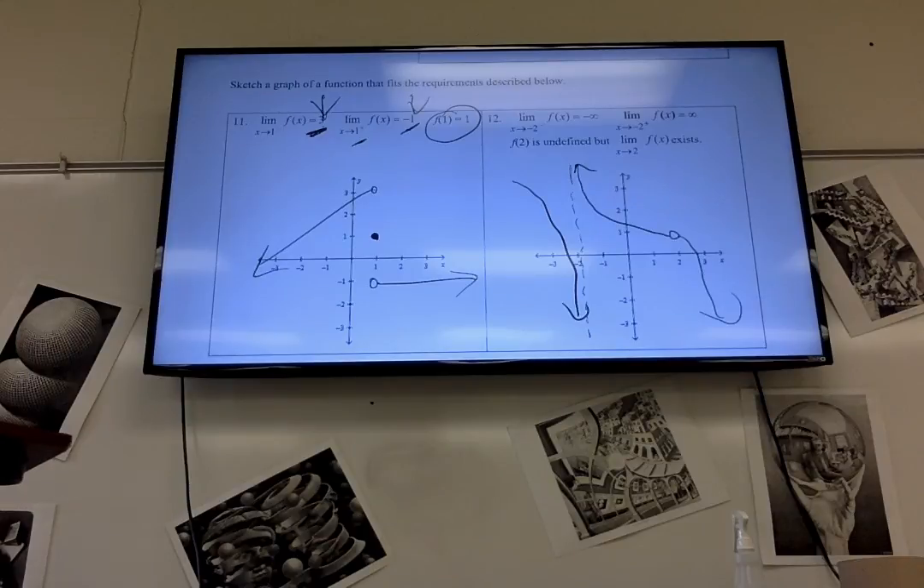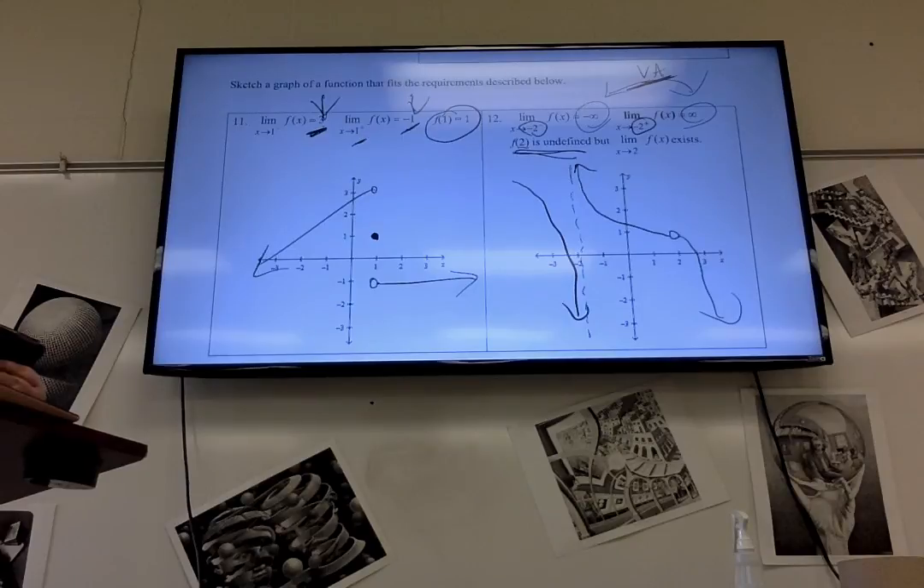Okay. The next one, limit as x approaches negative 2 from the left-hand side is negative infinity, and as it approaches negative 2 from the right-hand side equals infinity. That tells us vertical asymptote, because it's going to be going up forever and down forever. So that's how I knew at negative 2 to put this little dotted line here. Then f of 2 is undefined. That also helps us figure out, hey, that's a vertical asymptote because it's not actually going to touch it.